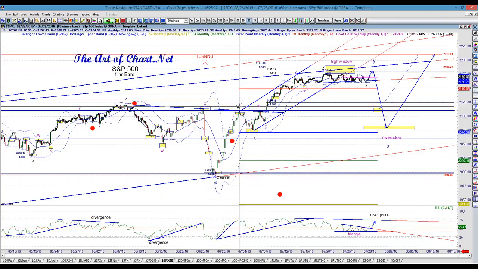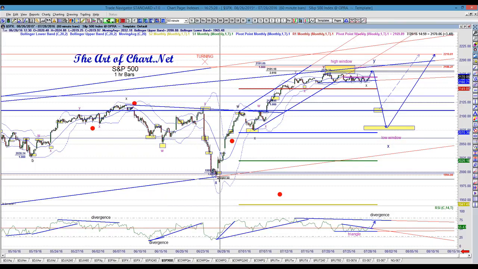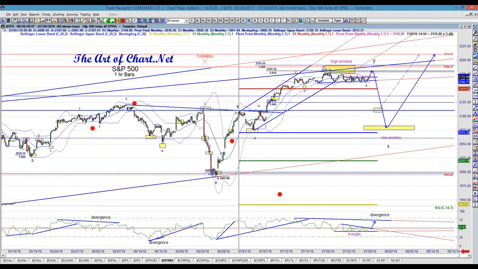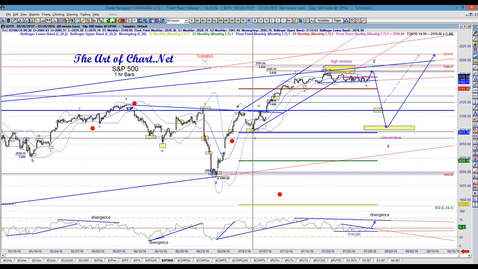Pretty much a straight impulse up. Okay, and this was because of the vote in Great Britain, right? So we had the limit down day, and then we had this huge impulse up. Okay, so there's your W. Okay, 3 waves down for the X, right? The X is nothing but a connector wave.